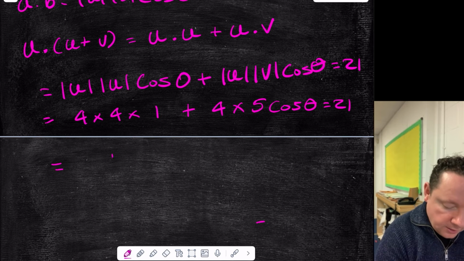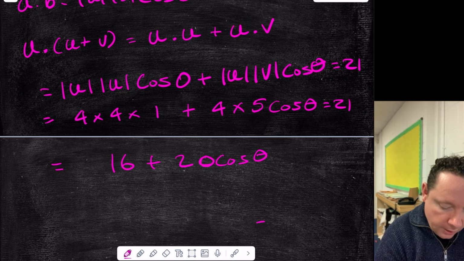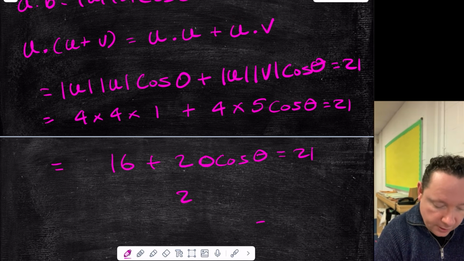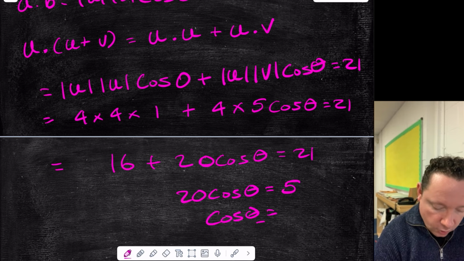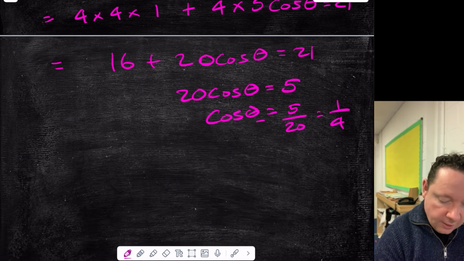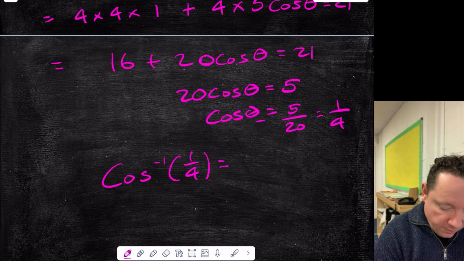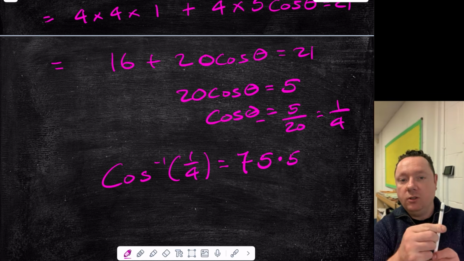So that gives me 16 plus 20 cos theta equals 21. 21 minus 16 is 5, so 20 cos theta is equal to 5, which means that cos theta is equal to 5 over 20, or a quarter. So then, put into our calculator, the inverse cos of a quarter. That's 75.5 degrees.